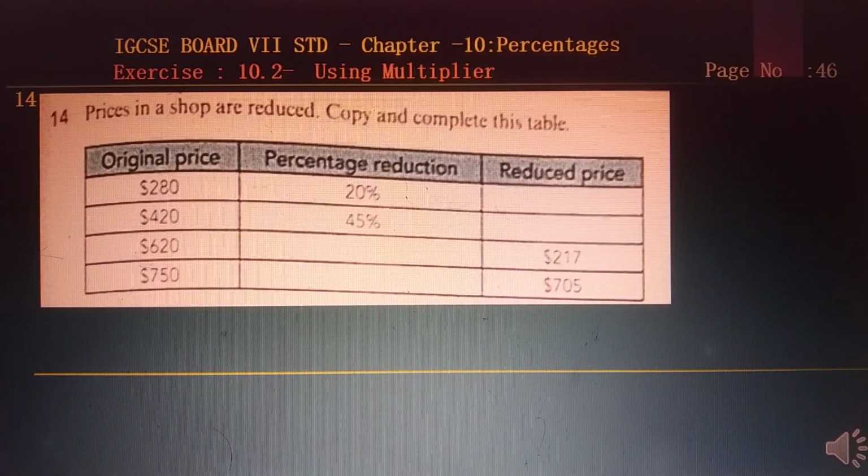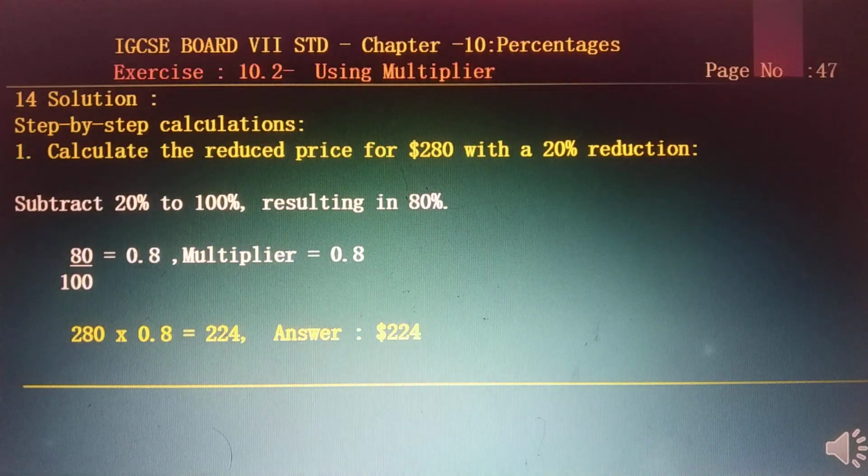Question number 14. Here original price, percentage reduction and reduction price are given in dollars, and $280 is the 20% reduction price, that is the question. Based on that question we have the answers, solutions of this. Step by step calculation: reduction price from $280 with 20% reduction means subtract 20% from 100, resulting 80%, we are getting multiplier 0.8, and that value is 280 multiplied by 0.8, we are getting 224. Answer is $224.